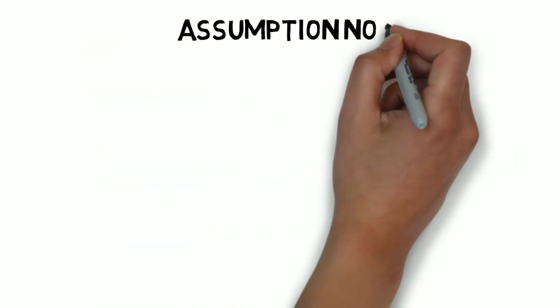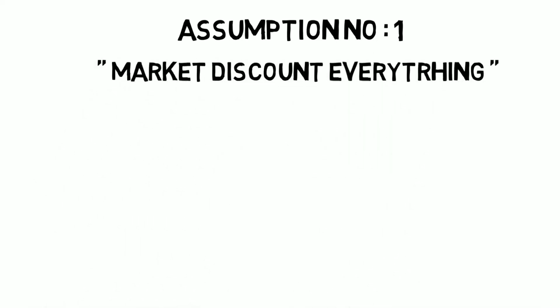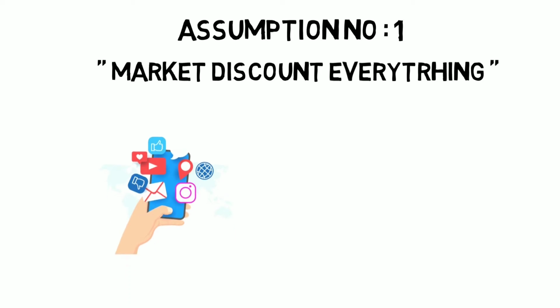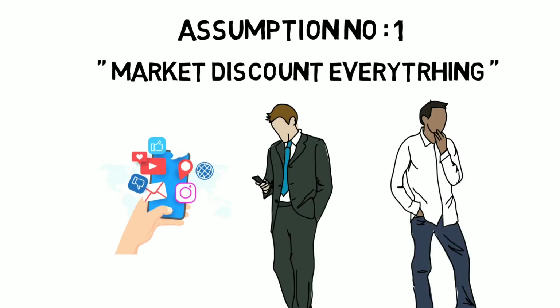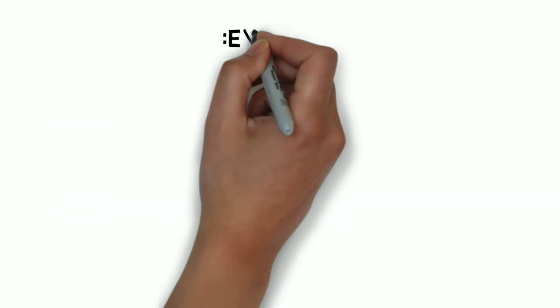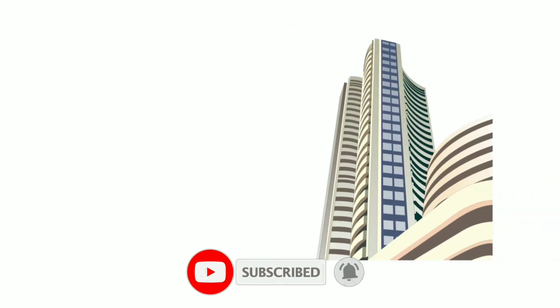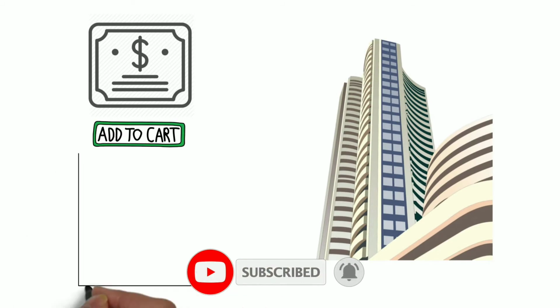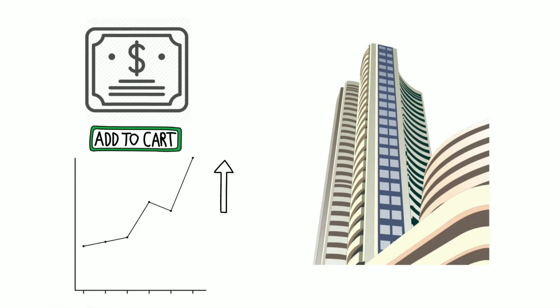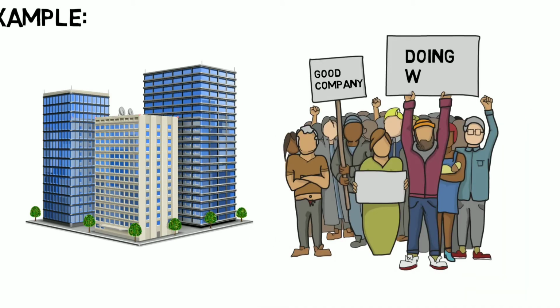Key assumption number 1. Markets discount everything. This tells us that all information in the public domain, no matter whether it is known or unknown, is reflected in the latest stock price. Let's understand this with an example. Assume an insider of a company is secretly buying stock in large quantity. Because of this buying, the price of the share reacts and other traders start buying these shares because they expect the company may do well in future.